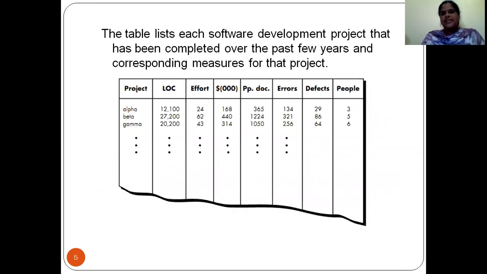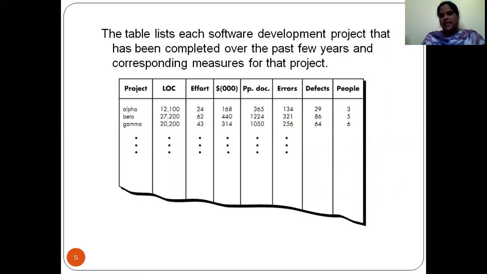And here you can see how a project is listed according to the metrics. First we will have the project, then lines of code, then the effort we are taking for it, the price, the documentation you are preparing, the errors, defects, and how many people are involved in building that product. This is the table where the project is built according to this table. We will measure the quality of the project we are finally building. So this is the example you can see here.